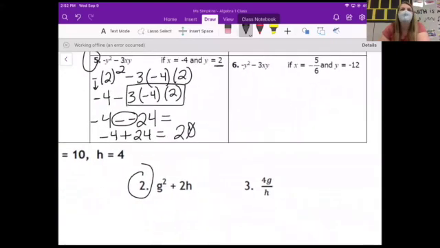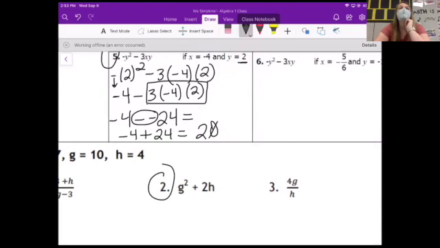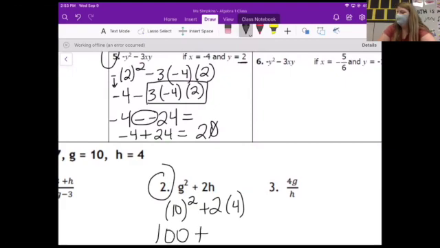The last problem that I asked you to work on is number 2. And number 2, we have 2 different variables. We have G and we have H. And it tells us out to the side that G is worth 10 and H is worth 4. So wherever I see a G, I'm going to replace with a 10. So we have 10 squared plus 2 times 4. 10 squared would be 100. 2 times 4 would be 8. So our result here would be 108. Woo!